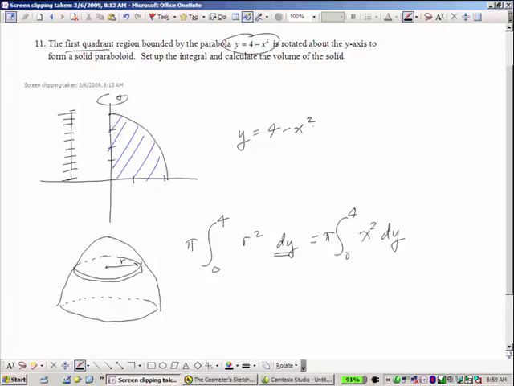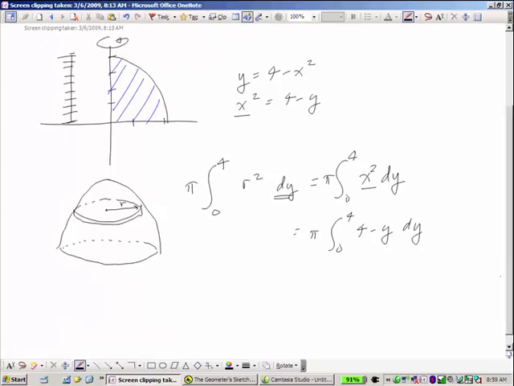Oh, let's see. You know what I'm just going to do? x squared equals 4 minus y instead of taking the square root. Because what do I need? I need x squared. So pi from 0 to 4 of 4 minus y dy. And I'll do this one because it's simple. 4y minus 1/2 y squared, evaluated from 0 to 4. When I plug 4 in, I get 16 minus 8. When I plug 0 in, I get 0, so my answer is 8 pi.